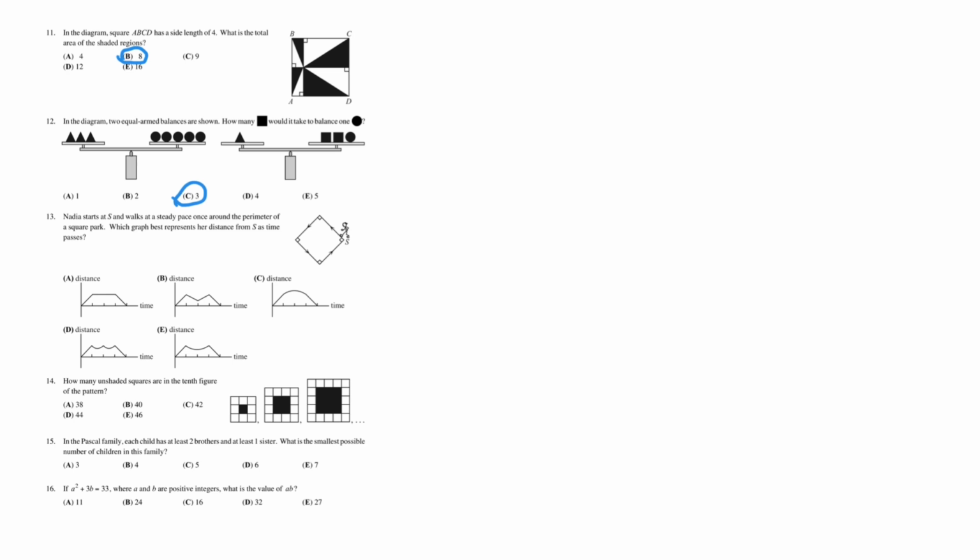Number 13. Nadia starts at S and walks at a steady pace once around the perimeter of the square park. Which graph best represents her distance from S as time passes? Now I label the vertices of the square park. S is the first vertex. Then I label A, B and C. From A to B, I label just 3 points, D, E, F. From B, I label roughly equal distances, F prime, E prime, and D prime.